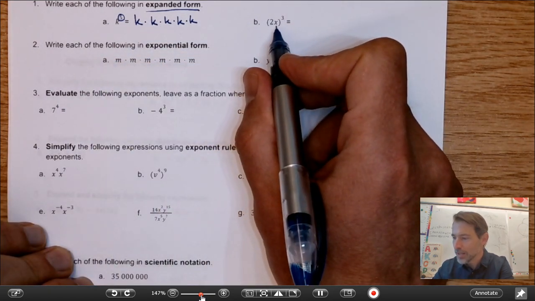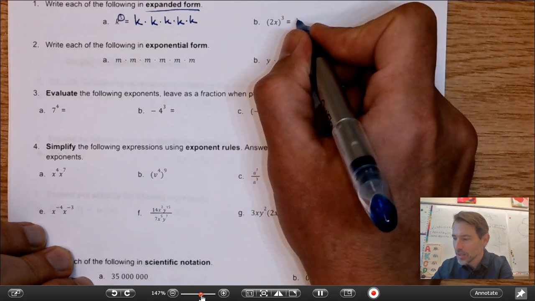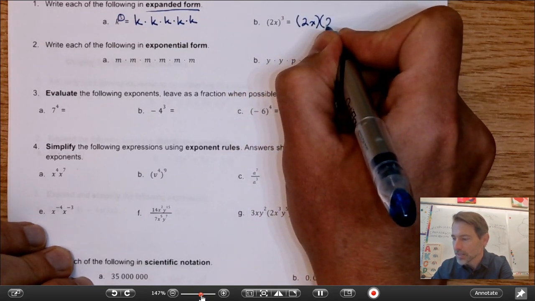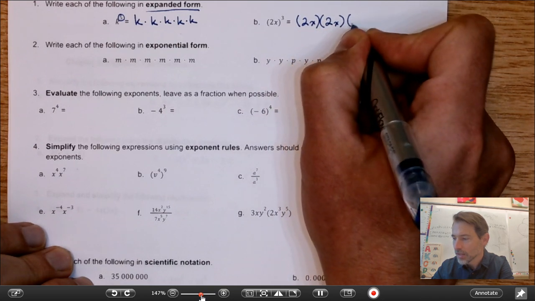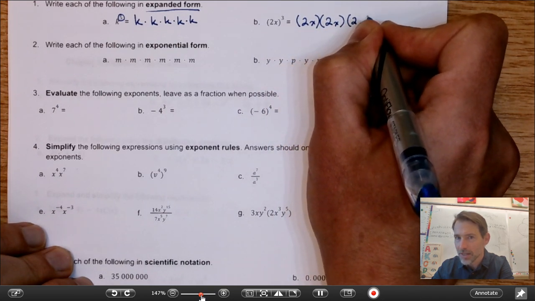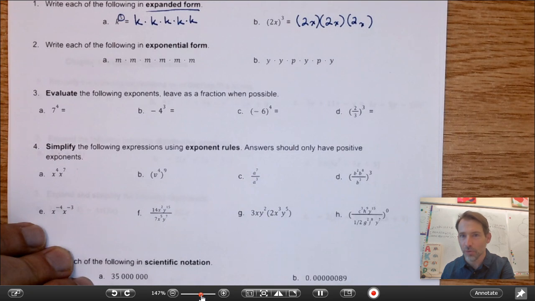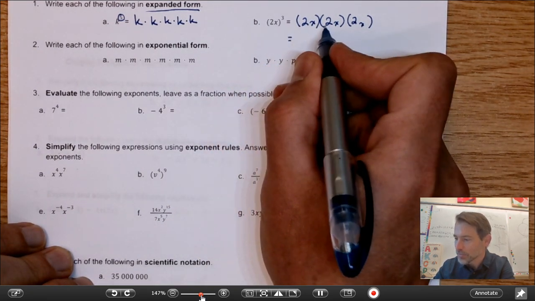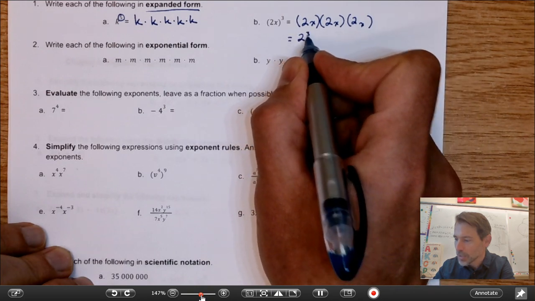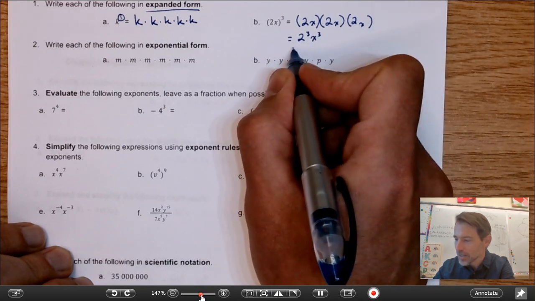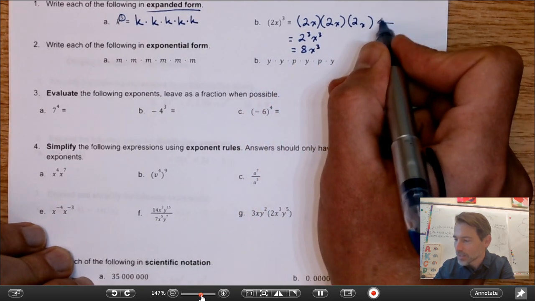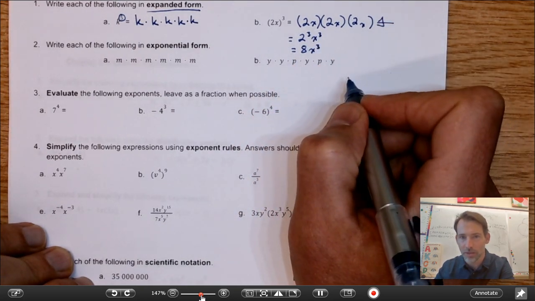If I have 2x in brackets to the 3, well, I would take what's in brackets and multiply it by itself 3 times, and that's expanded form in that case. I could also then simplify that and say that's 2 times 2 times 2, or 2 to the 3, x to the 3, and that's equal to 8x to the 3. But this is expanded form. That would be what we were looking for.